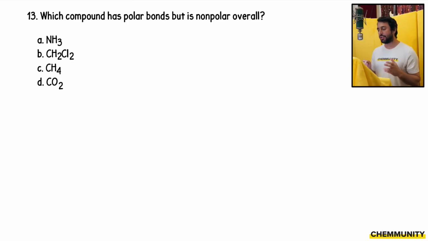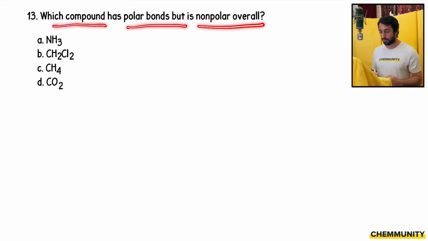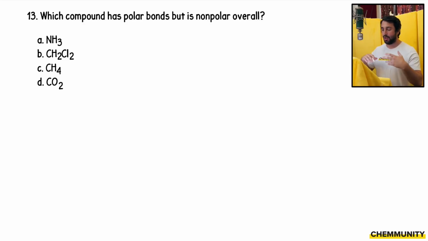13 asks, which compound has polar bonds but is nonpolar overall? In order to do this, we definitely have to be able to understand the geometry of the molecule, because in order for something to have polar bonds but be nonpolar overall, that means that the bond dipoles are canceling out in a very specific way. So let's draw all of these with accurate molecular geometry.